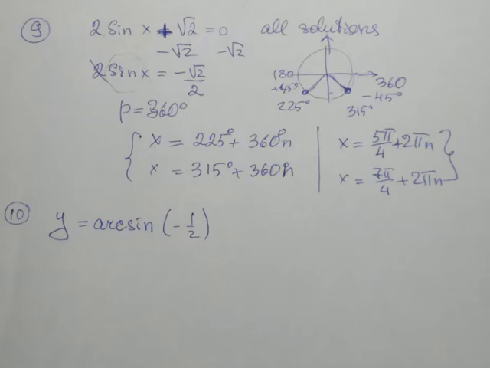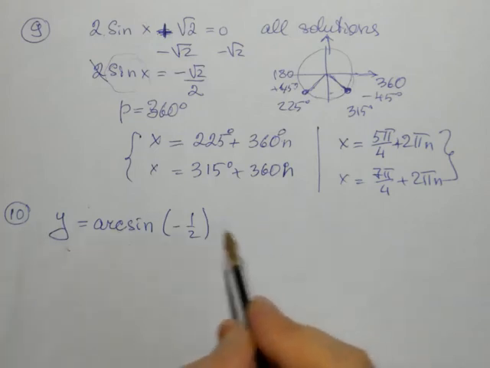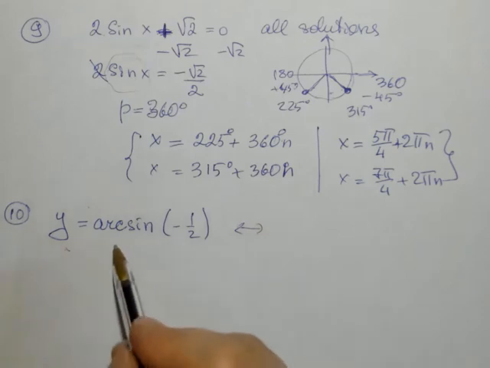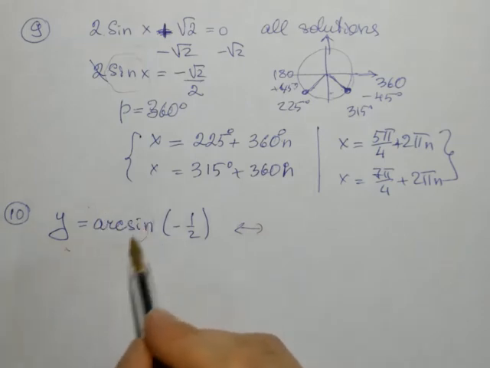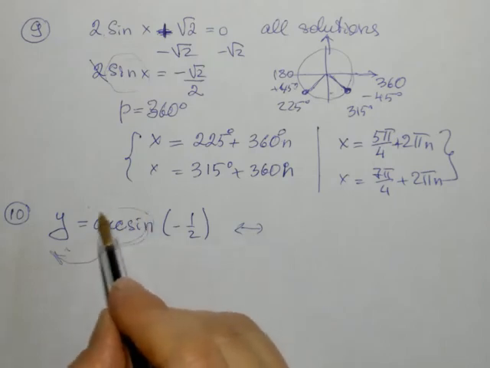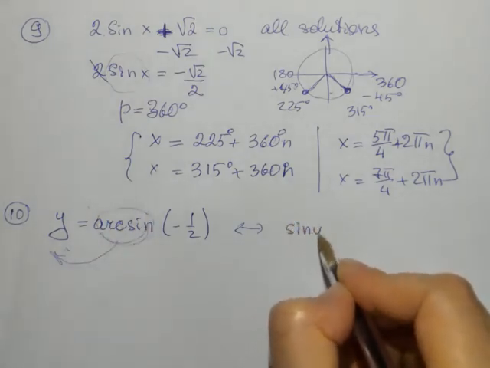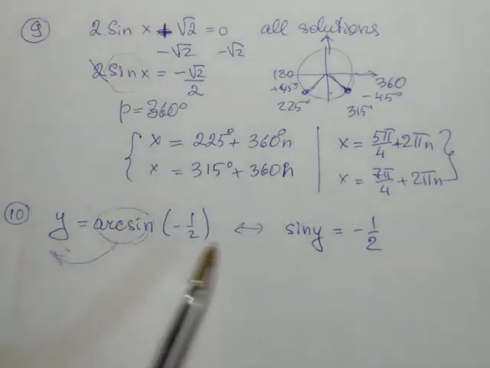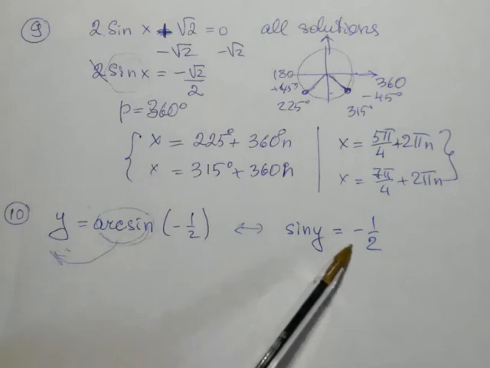Solve the equation involving inverse function y equals arc sine of negative 1/2. So we'll find the real number y, which is equal to arc sine of negative 1/2. So to find y, it is reasonable to rewrite it in alternative form. Then the trigonometric function goes to the left and without this inverse sign, without arc. Sine y equals negative 1/2. So if y is the arc sine of negative 1/2, that means that sine of y equals negative 1/2.